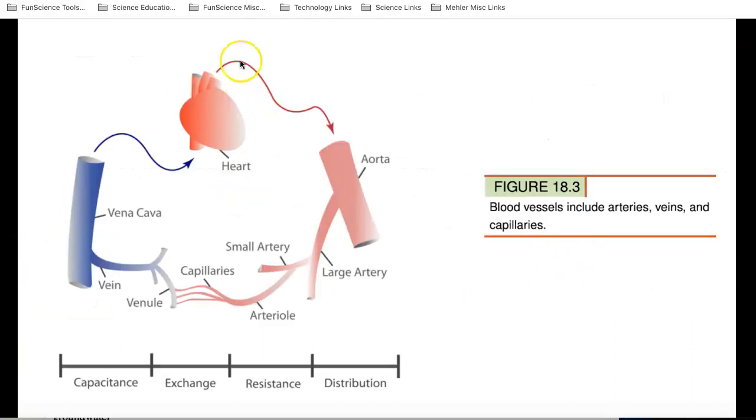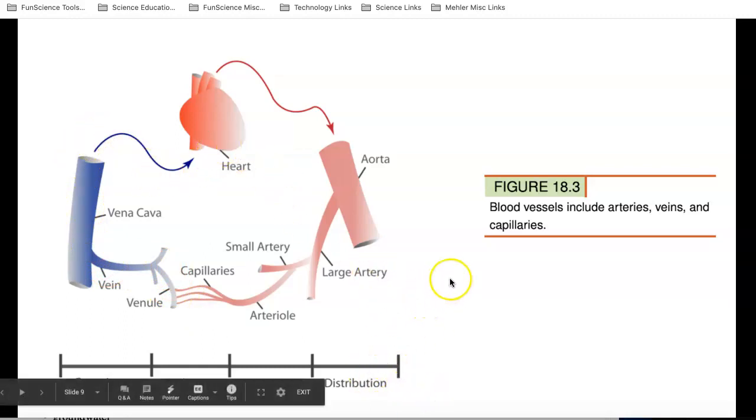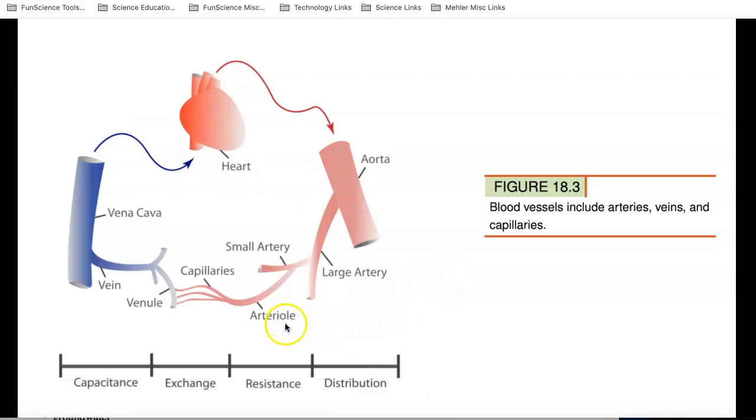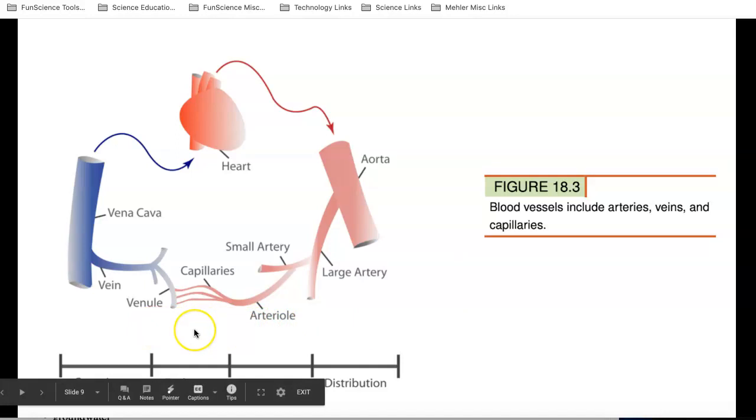If you take a look here, this is just a stylized picture of the heart, and coming off of the heart is the aorta, a large artery, but then that will branch off into a regular large artery, to a small artery, to an arteriole, and then finally down to a capillary. Capillaries can be so narrow that only one blood cell at a time can move through them. Those capillaries are then connected into tiny veins, into bigger veins, into the vena cava, and back into the heart. So notice the functions down here at the bottom: distribution, resistance, exchange of materials, and then finally bringing it back to the heart.